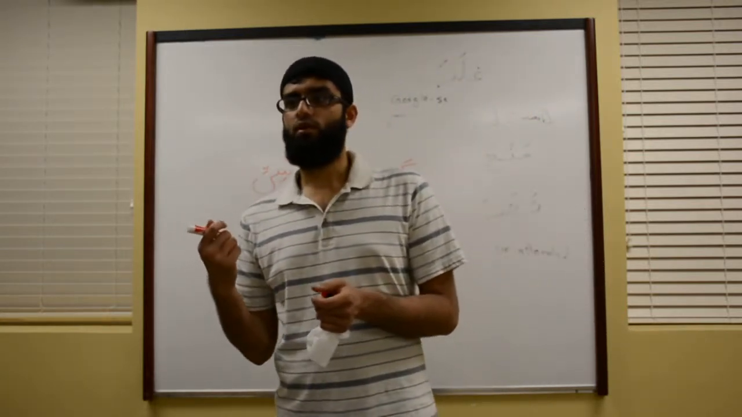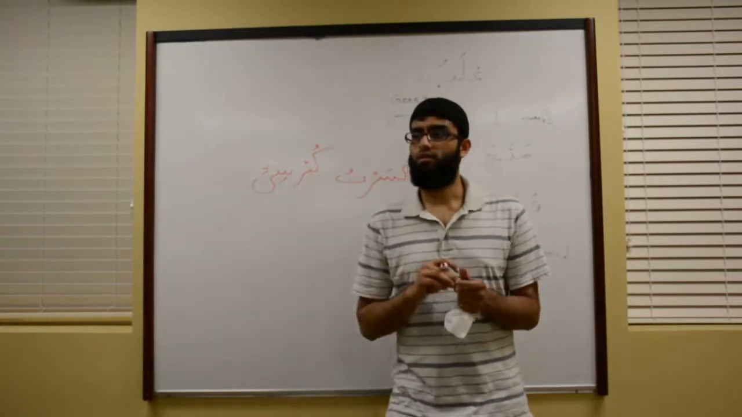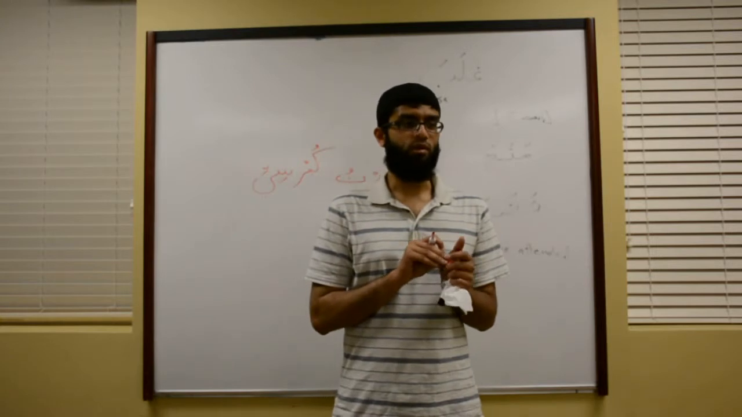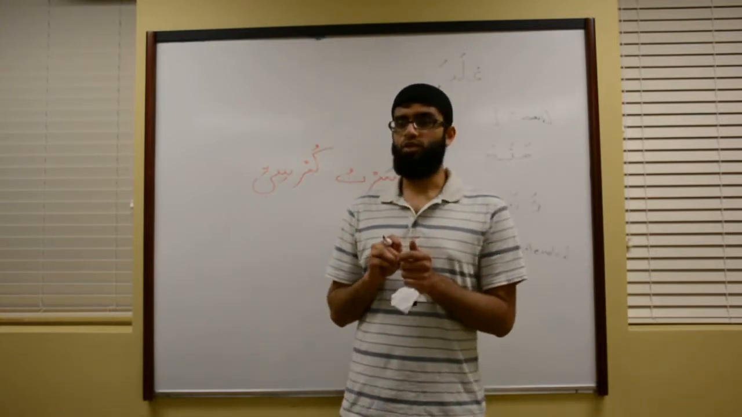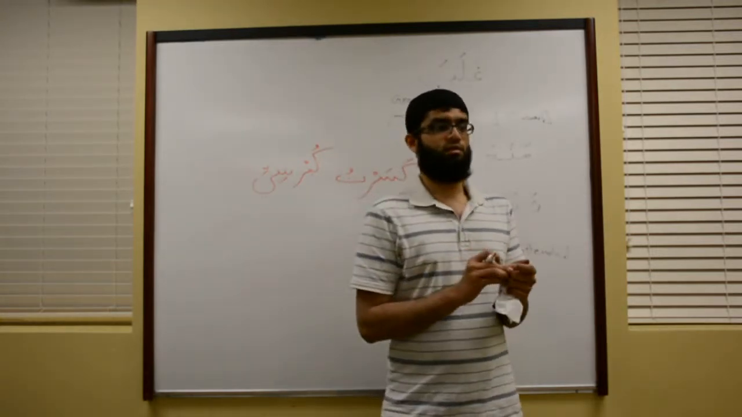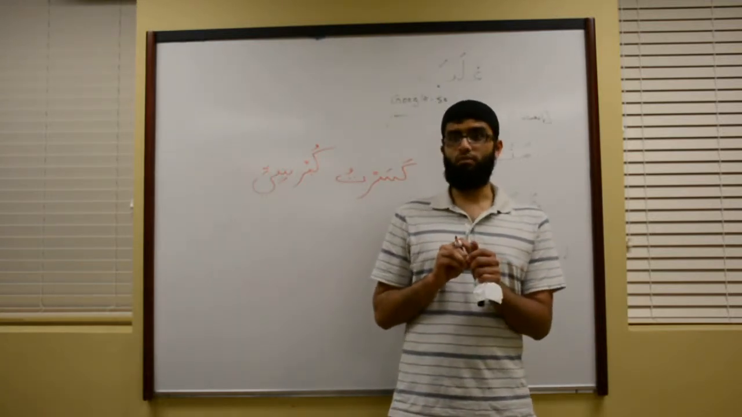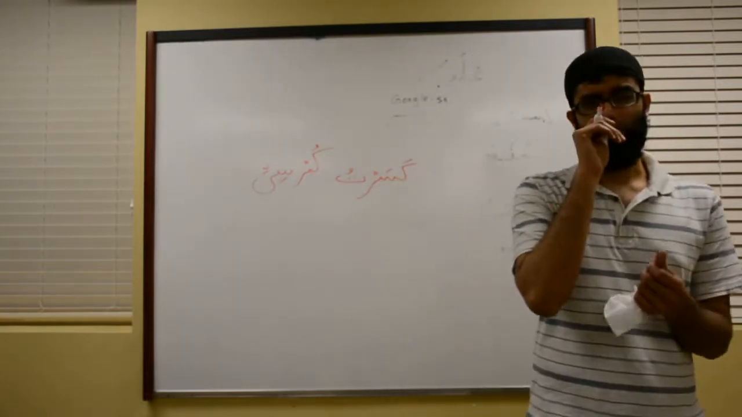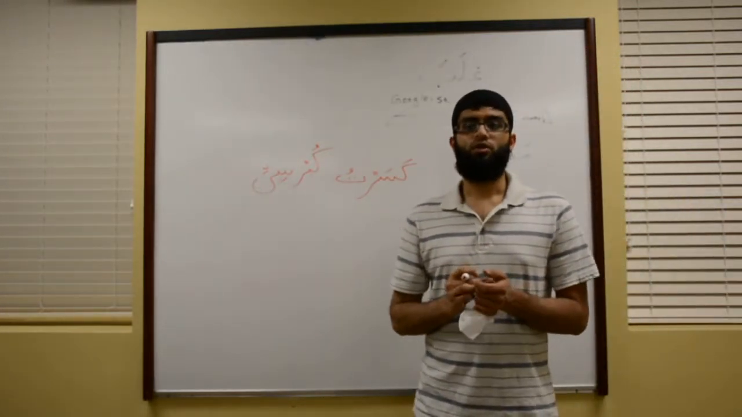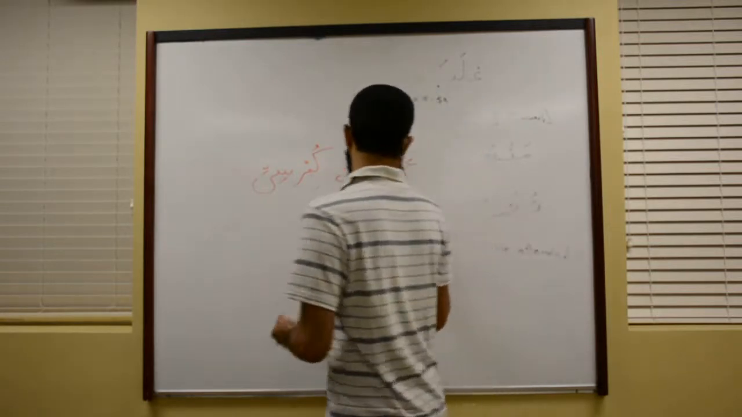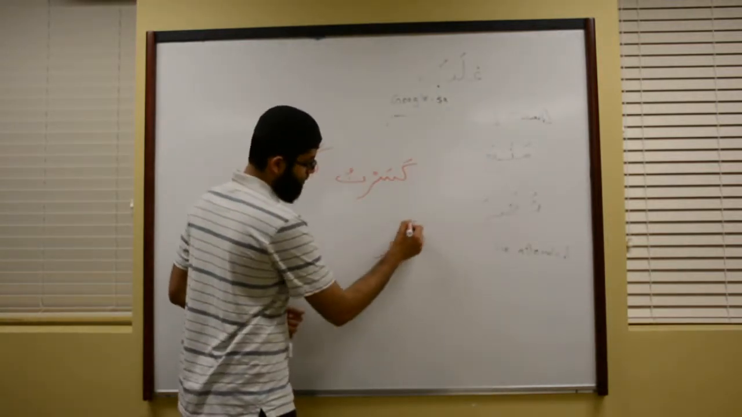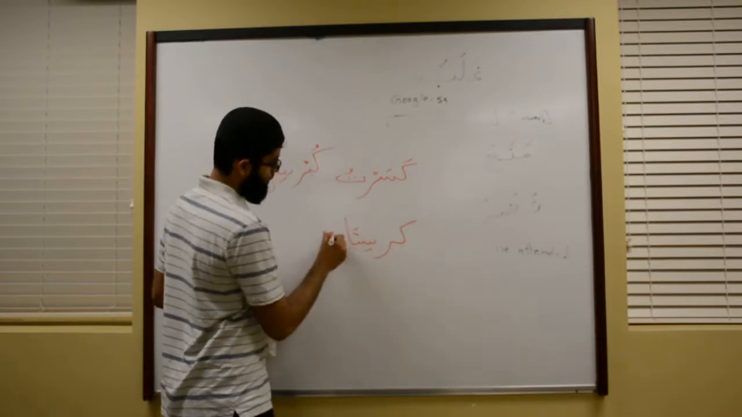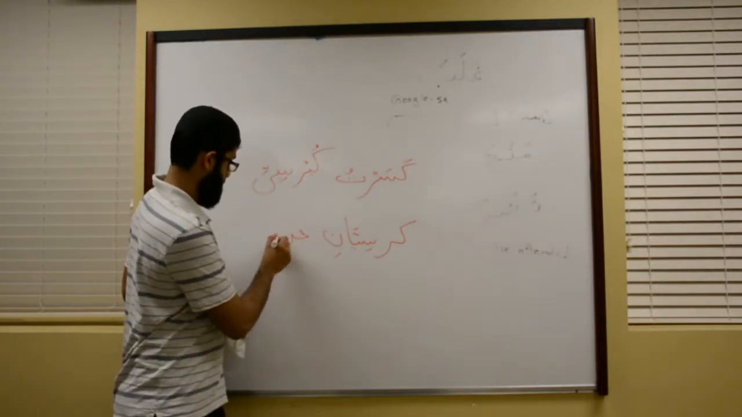Yes, I have two new chairs. This chair is red and that chair is black. Ooh, dual. I have two new chairs. نعم، عندي or لي, it's okay. كرسيان. Kursiyani. How do you say new? جديد. جديدان. كرسيان جديدان. Good.